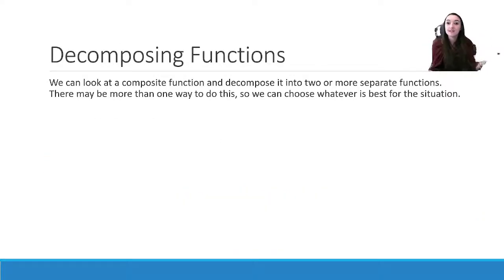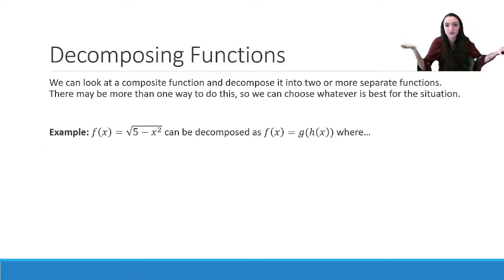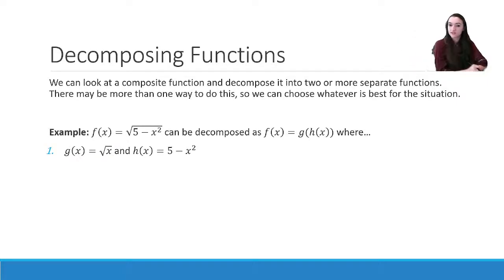And then the last thing, now that we have everything about composite functions, is just doing the opposite, decomposing functions. So we can look at a composite function and decompose it into 2 or more separate functions. There may be more than one way to do this, so we can choose whatever is best for the situation. So for example, f of x equal to the square root of 5 minus x squared can be decomposed as f of x equals g of h of x, where g of x is square root of x and h of x is 5 minus x squared.